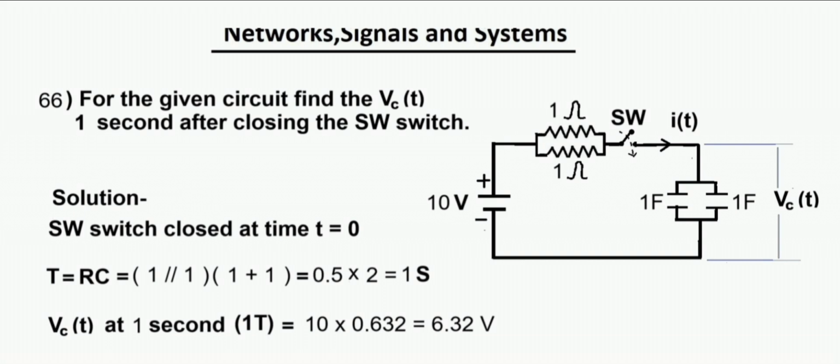Voltage VCT at 1 second equals 10 multiplied by 0.632, so this equals 6.32 volt.